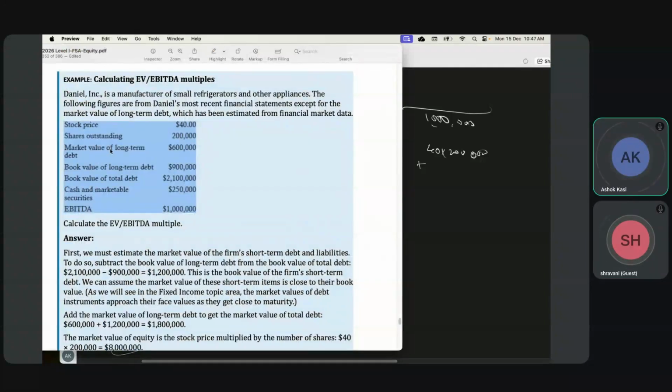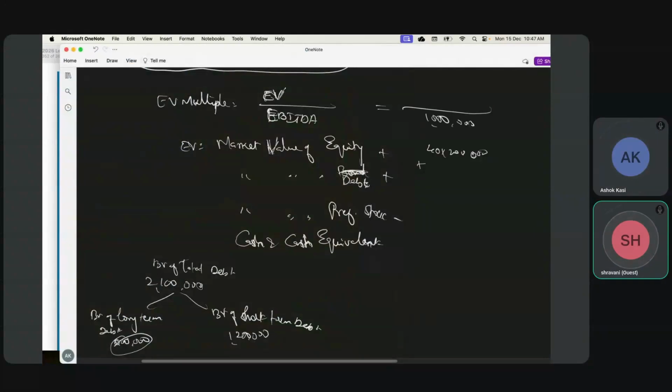But we want market value. They said the market value of long-term debt is 600,000, so I don't want this 900; I will take 600,000. But I don't have the market value of short-term debt, so I will take the book value. So I will add these two. That comes to 1.8 million, right? 600,000 plus 1.2 million, yes, 1.8 million.